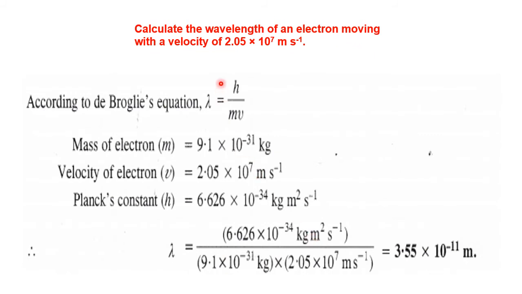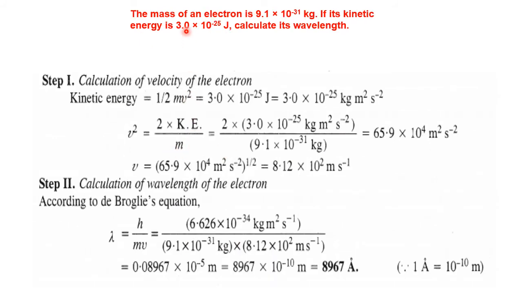Now, calculate the wavelength of an electron moving with a velocity of 2.05 into 10 to the power 7 meter per second. So velocity is given. Mass of the electron is already known. So when you know the mass of the electron and the velocity, and h is Planck's constant, using the famous de Broglie equation, lambda equal to h upon mv. So lambda equal to h, Planck's constant, by m into v. So we get lambda equal to 3.55 into 10 to the power minus 11 meters. This is the wavelength of an electron whose mass is 9.1 into 10 to the power minus 31 kilogram, moving with velocity 2.05 into 10 to the power 7 meter per second.